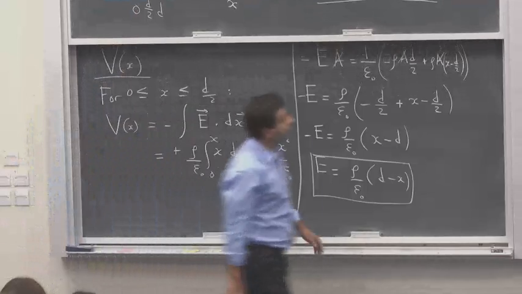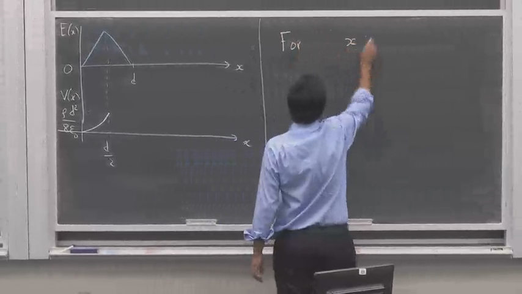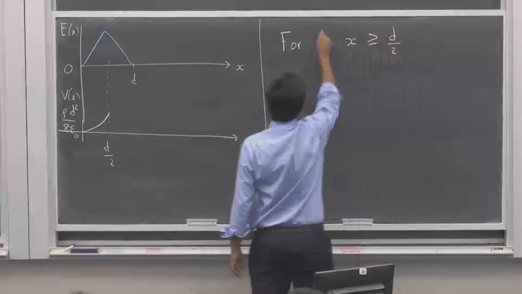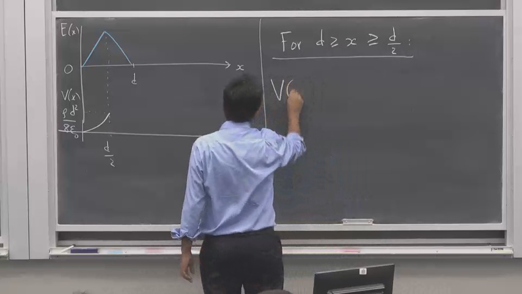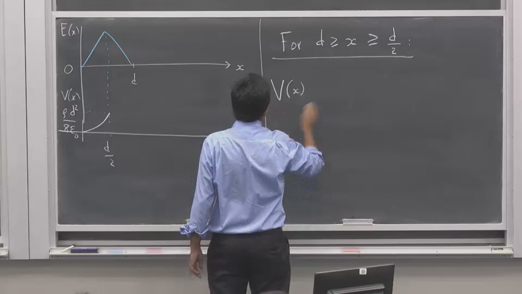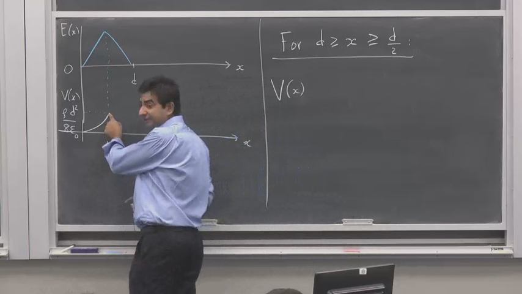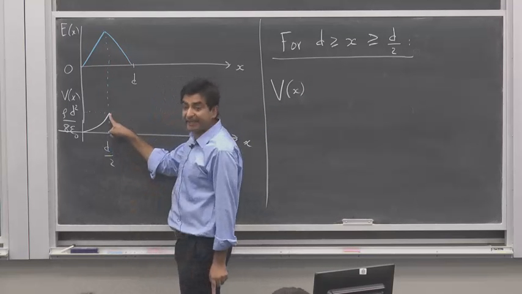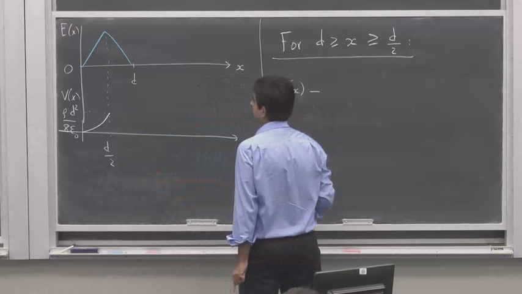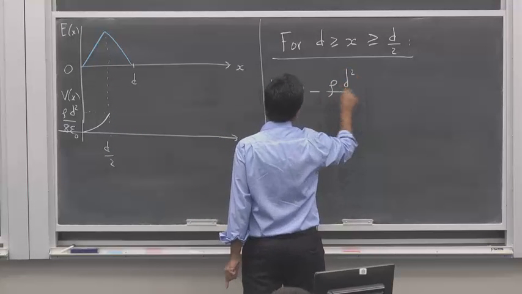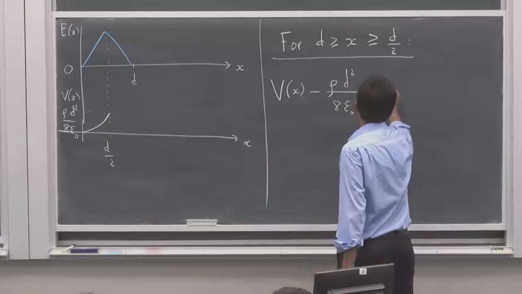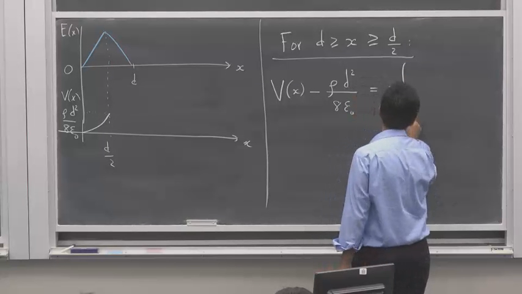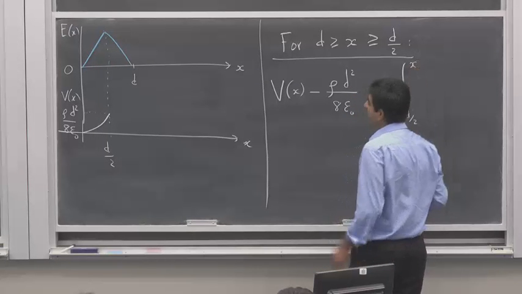So what I would like to do is, for x greater than d by 2 and less than d, what I do have is the potential at some x minus the potential at this edge, the potential at this edge being rho d square over 8 epsilon naught. This is the change in potential, and this is defined as minus E as I go from d by 2 to some x. Now my starting point is this.